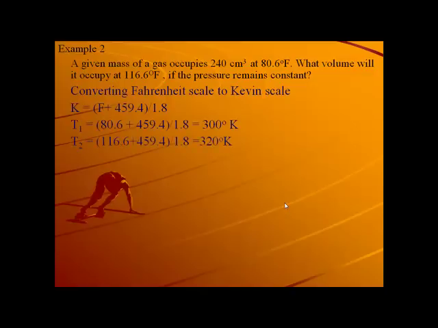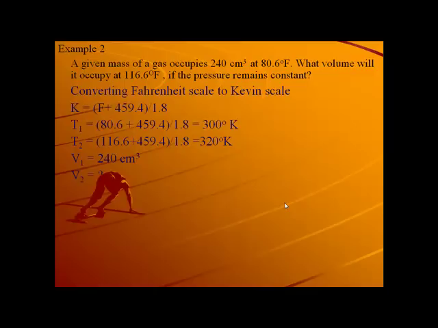T2 is equal to 116.6 plus 459.4 divided by 1.8 is equal to 320 degrees Kelvin. V1 is equal to 240 centimeter cube. V2 is unknown in this case.